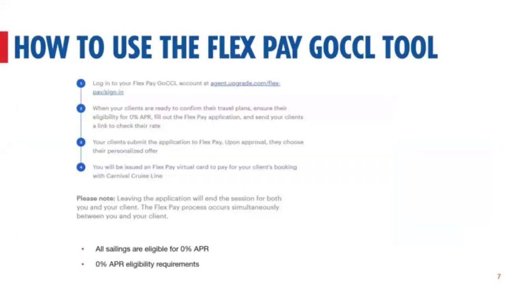The next step is learning how to access FlexPay through GoCCL.com. First, log into your account at agent.upgrade.com/flex-pay/sign-in. When your clients are ready to confirm their cruise, you can check their eligibility for 0 interest. Just fill out their application and you will receive a link to forward to your clients so they can check their interest rate. If your client is approved, you will be issued a virtual FlexPay card that can be used to pay for your client's Carnival cruise.